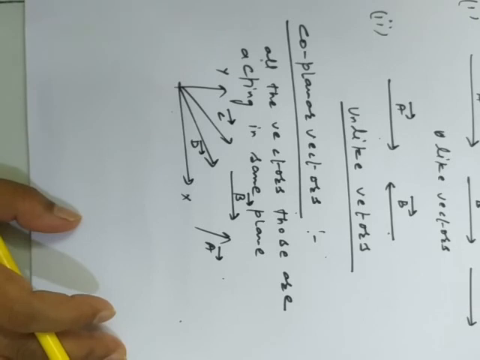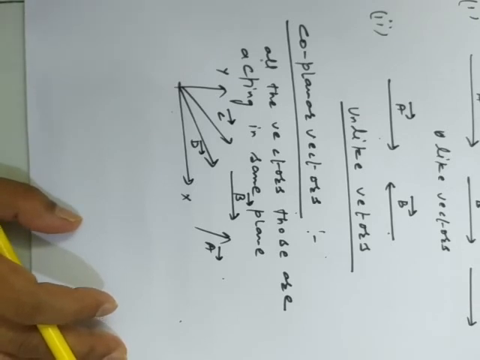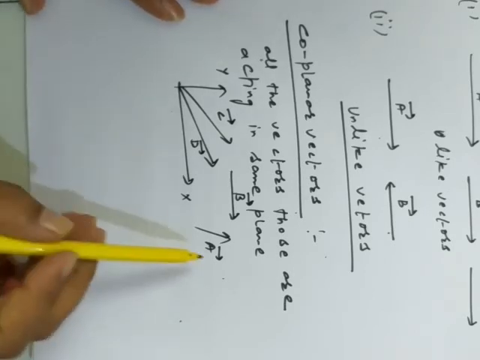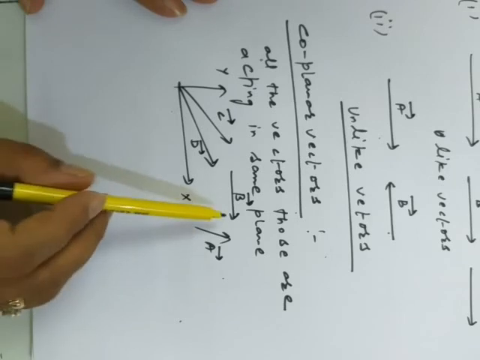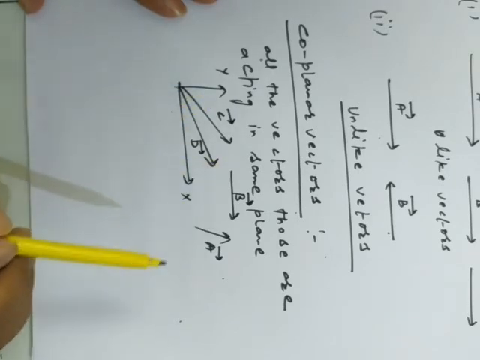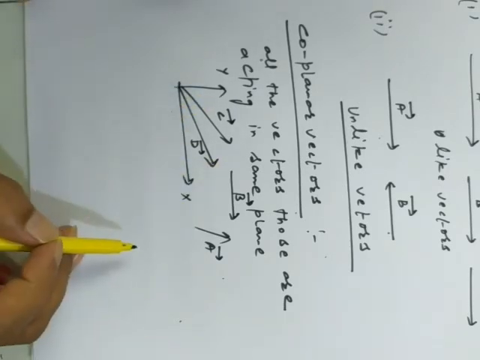Now next we have the coplanar vectors. As per the name we can easily identify: all the vectors acting in the same plane are called coplanar vectors. Here I have taken one category, where A, B, C and D all are acting in the same plane, so these are called coplanar vectors.